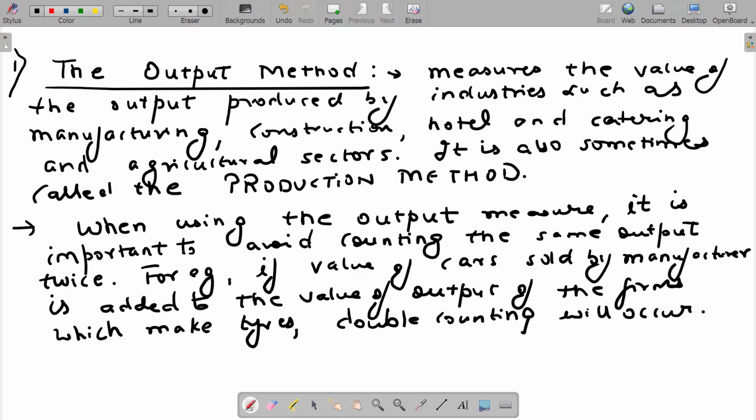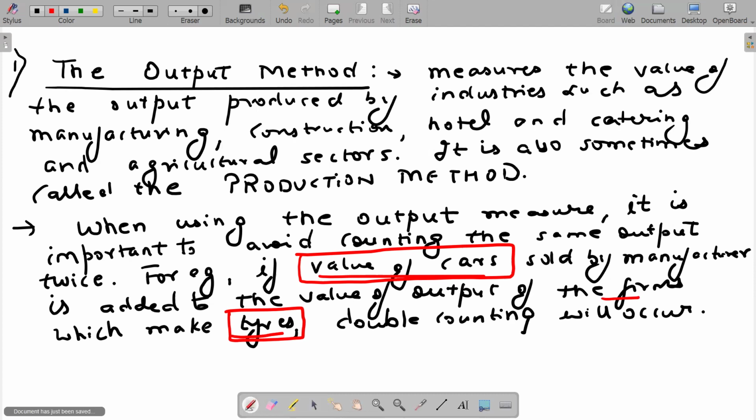So what I'm trying to say is that the value of the car automatically includes the value of the tires. So to the value of the car, if I also add the value of the tires used by the firm, it will lead to double counting. You're counting the value of tires twice, because the value of tires is automatically included in the value of cars.